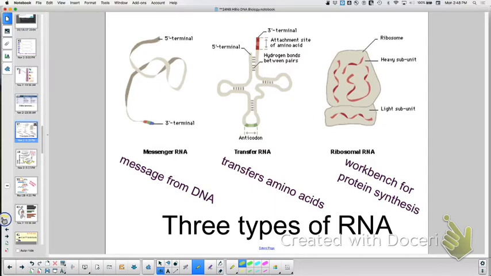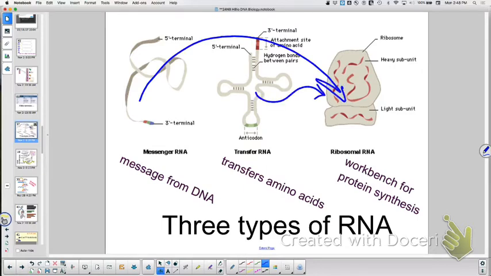rRNA will be a ribosome with some proteins. tRNA will pick up an amino acid, the transfer RNA. mRNA will just be the message. So the message will go get on the ribosome, and the tRNA will bring in amino acids. Okay with that? The process of making the RNAs is transcription. The process of building a protein on the ribosome is called translation.